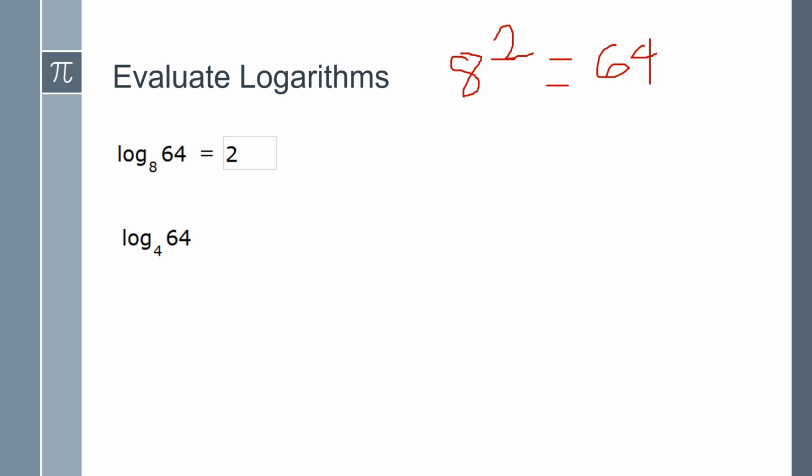Alright, I trust that you kept it 100 and you tried it. So the question is, when you evaluate logarithms, 4 to what power gives you 64? And the answer to that is 3.